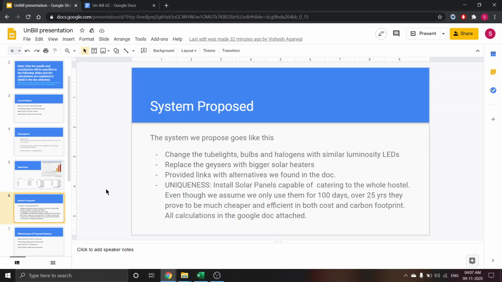Okay, the system proposed. There are a few things that we are proposing. First is changing the tube lights, bulbs and halogens to their LED alternatives. The tube lights here are fluorescent ones, the floodlight is a halogen floodlight, and the bulbs are not LED either. These require a lot more energy compared to their LED counterparts to give the same luminosity. I agree that the price is a bit more with LEDs, but they are a lot more durable, so in the long run they are more profitable. Other than that, we want to replace the geysers with solar heaters.